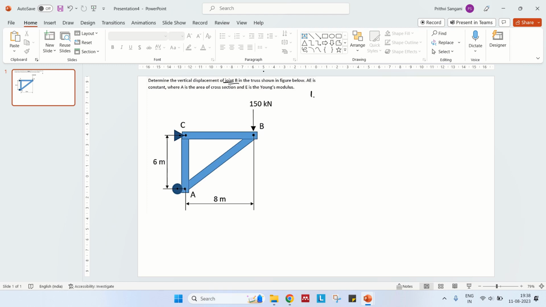So again, we'll start the question. The first part is real analysis. We have a truss something like this, with a roller support here, and this is A, B, and C. This is 150 kilonewtons, this is 6 meters, and this is 8 meters. There is no vertical force here to resist this 150 kilonewtons, so you should always have a vertical force here, so this should be 150.